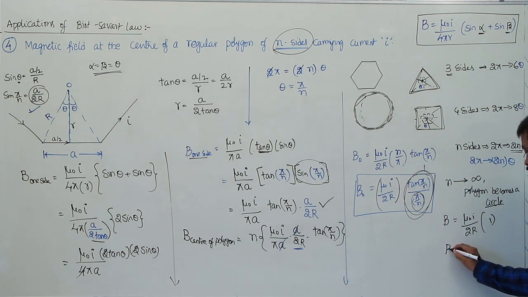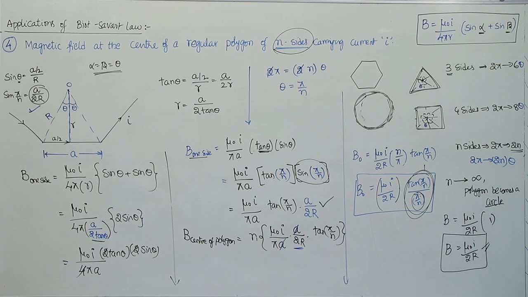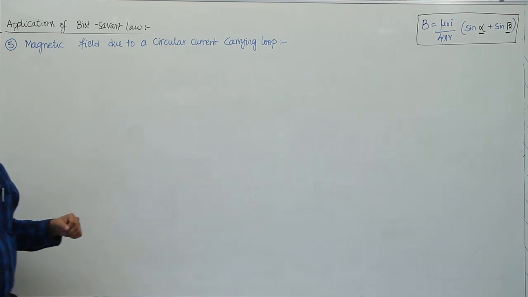So this is 1. So this is the magnetic field at the center of a circular loop, which is equal to mu naught I by 2r. So when n tends to infinity, this expression will become equal to the magnetic field at the center of a circular loop. Field due to a circular current carrying loop.